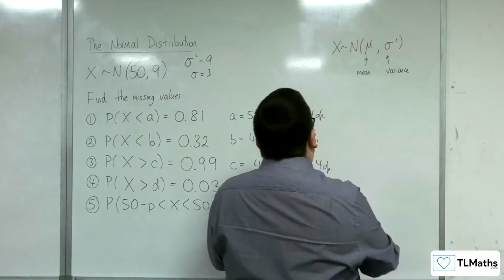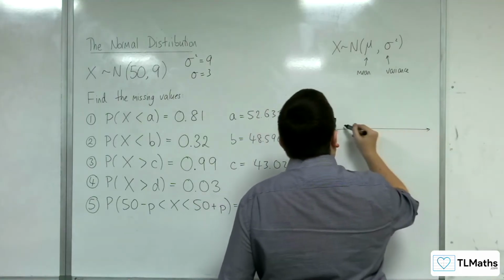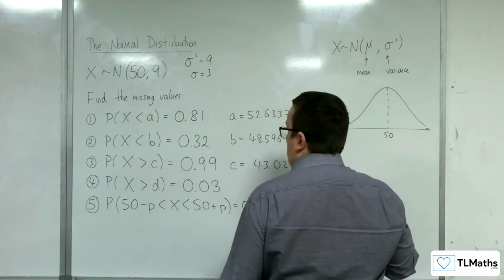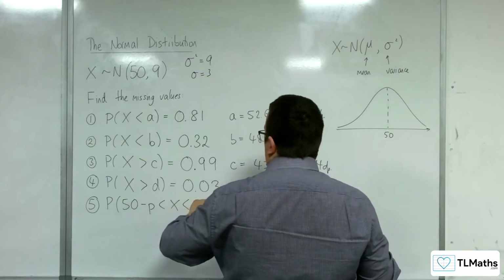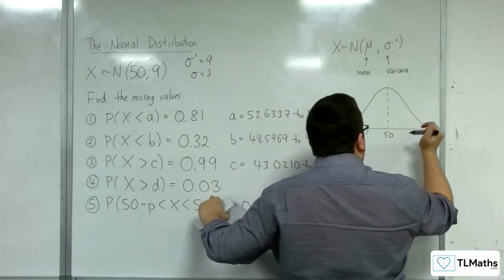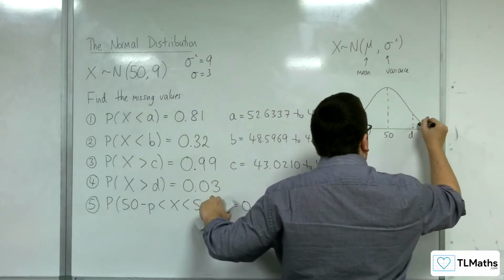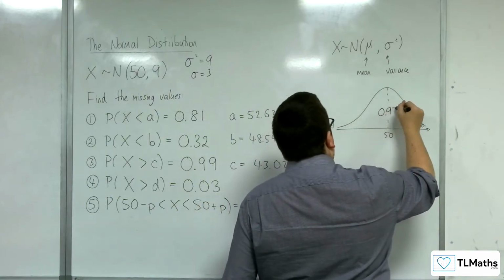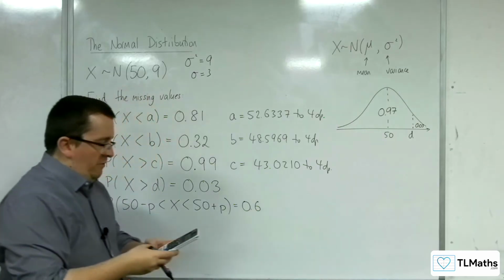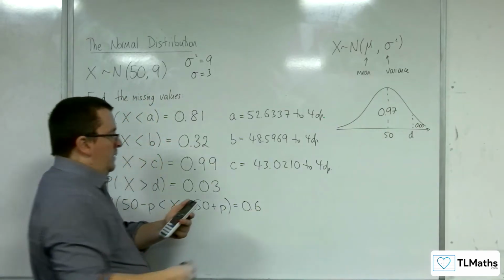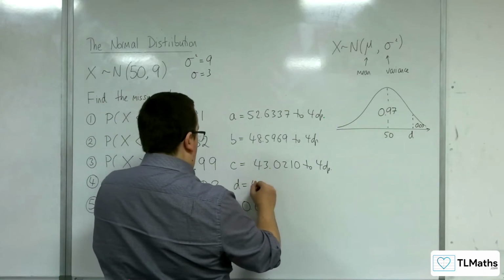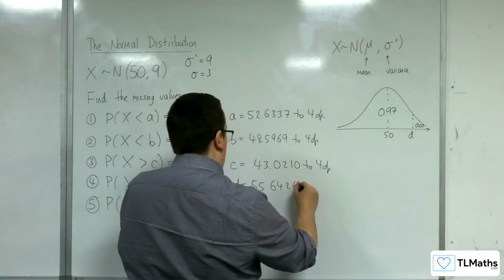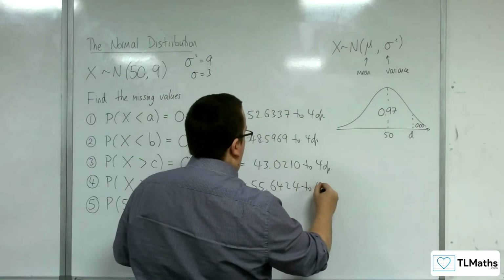Now number 4, there's 50. So the probability to the right of D is 0.03. So to the right of D is 0.03. So that means that this piece would have to be 0.97. So if I change the area to 0.97, we get D has to be 55.6424 to 4 decimal places.